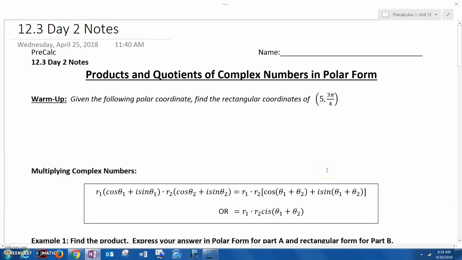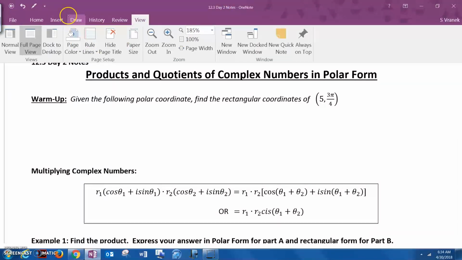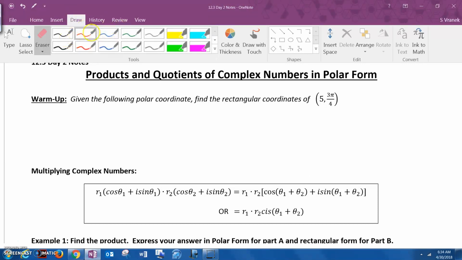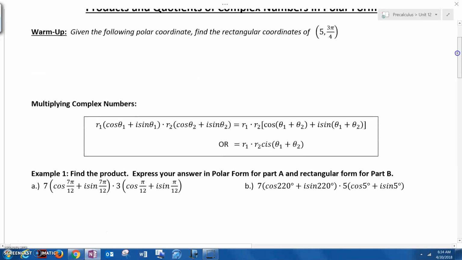Alright class, this is products and quotients with complex numbers as well as de Moivre's theorem. So we're going to skip the warm-up because you can always go back to one of my other videos and watch how to do a problem like that. So we're going to go right to it.